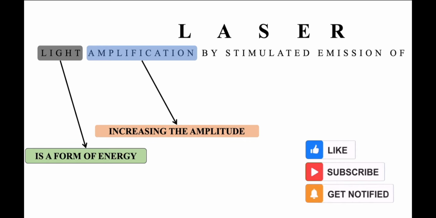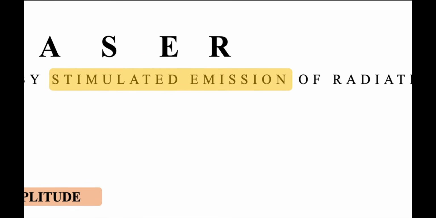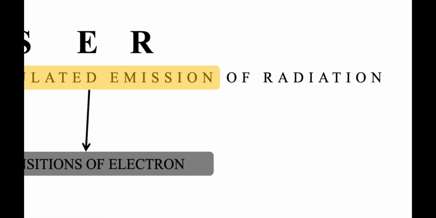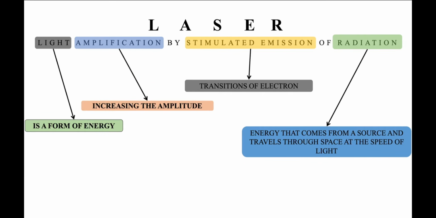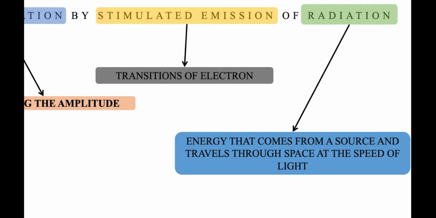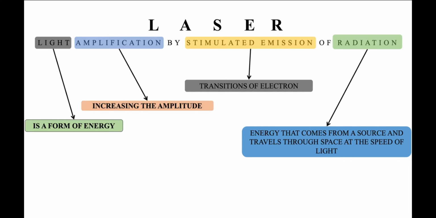Once we get increased energy, what will happen? We will get stimulated emission. What is the meaning of stimulated emission? There is a transition of electron. Once we get a transition of electron, after that we get a radiation. What does it mean? It means that energy comes from a source and travels through space at the speed of light. By combining all these processes, we ultimately get one word, that is laser.